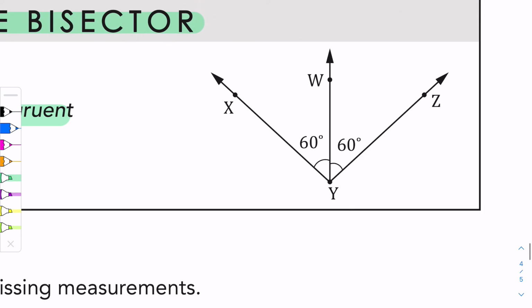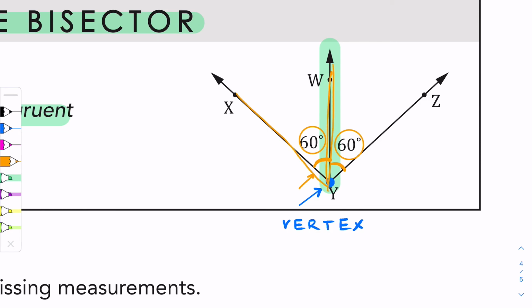If we look at this model that I have, we have Y as our vertex, and our angle bisector is this here. I know that that's a bisector because I see that I have a 60-degree angle on this side, and I have a 60-degree angle on this side. Two of the exact same angles indicates that you have an angle bisector. Also, don't forget from last class that these little arcs indicate congruence. So this is telling you that angle XYW is congruent to angle WYZ.